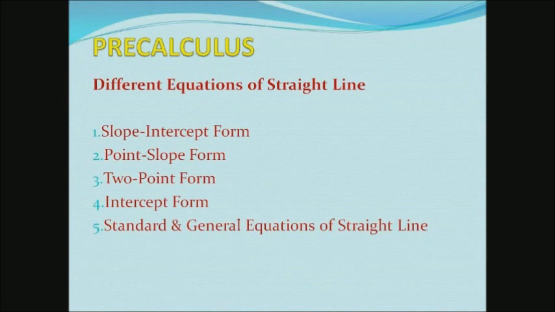We have now our different equations of straight line, or actually these are called forms of the equations of straight line. So we have four different forms. We have the slope intercept form. Second one is the point slope form. Third, the 2-point form. The fourth one is the intercept form. And we will also be including the standard and general equations of straight line while I am discussing the different forms of the equations of straight line.